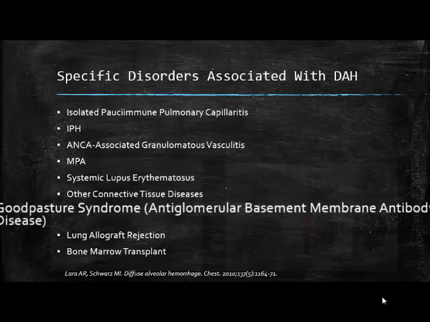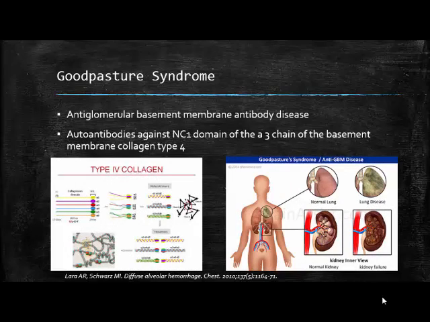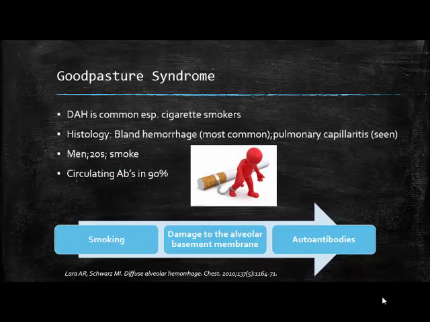Goodpasture syndrome, or anti-GBM antibody disease. Those are antibodies that are against the NC1 domain of the alpha-3 chain of the basement membrane, collagen type 4. They involve the lungs as well as the kidneys, and smoking has a role here. On histology, what you're going to see is bland hemorrhage. You could also see pulmonary capillaritis. It affects young men, and there's circulating antibodies in 90% of the cases.